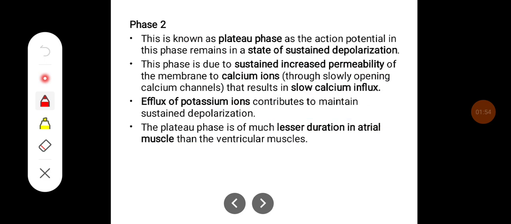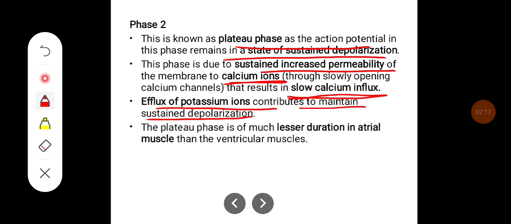Phase 2 is known as a plateau phase, where the action potential in this phase remains in a state of sustained depolarization. So this phase is due to sustained increased permeability of the membrane to calcium ions through slowly opening calcium channels. So that results in slow calcium influx. Efflux of potassium ions contributes to maintain the sustained depolarization. So this plateau phase is of much lesser duration in atrial muscle than the ventricular muscles.